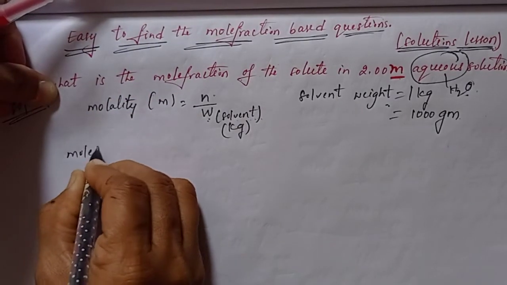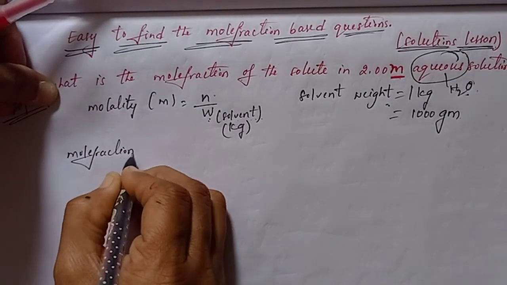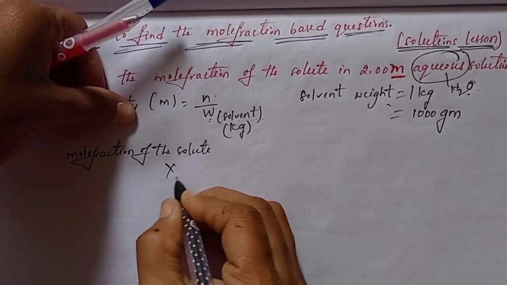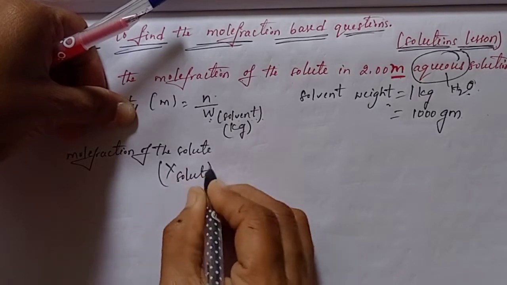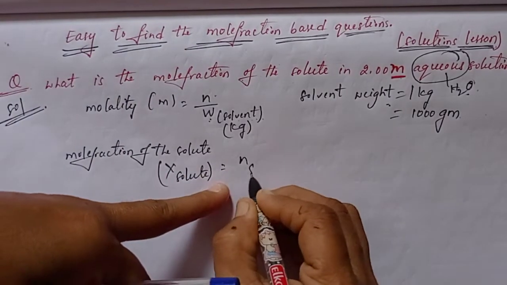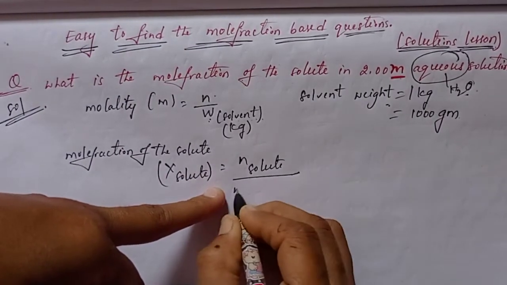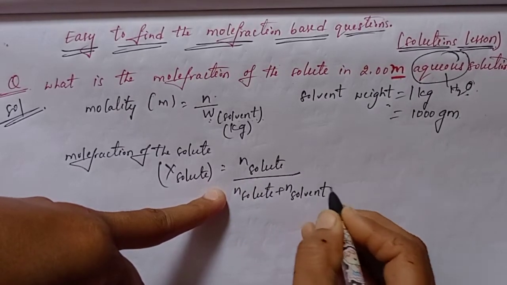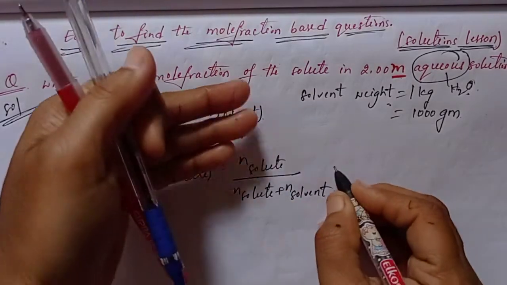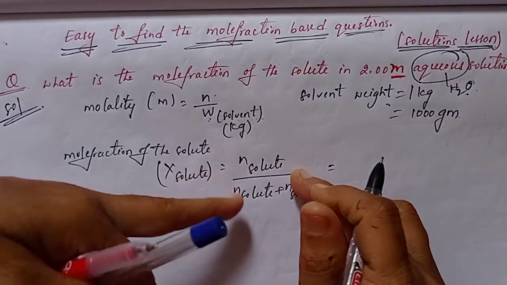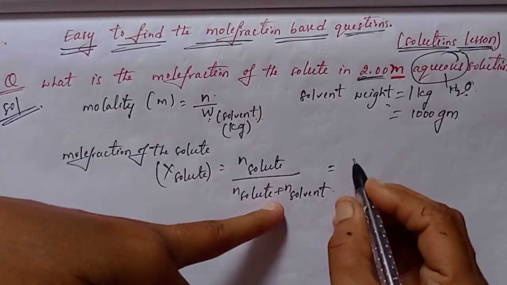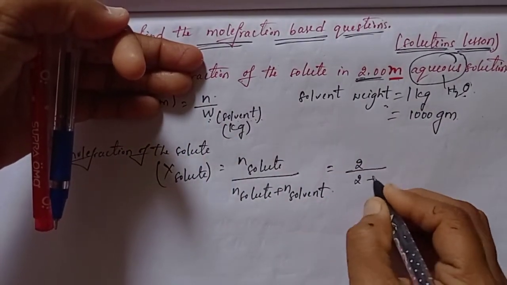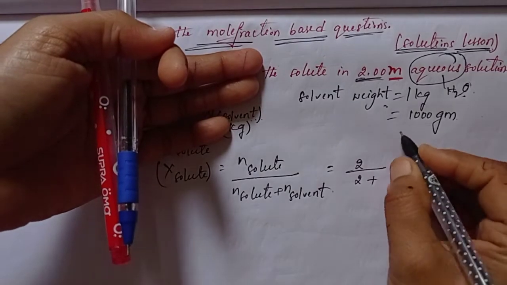What is the formula for the mole fraction of the solute? Mole fraction of solute is equal to number of moles of solute divided by number of moles of solute plus number of moles of solvent. Clear? This we have to find. Number of moles of solute, how many moles given here? 2 moles given. So 2 by 2 plus number of moles of solvent, which I have to find.